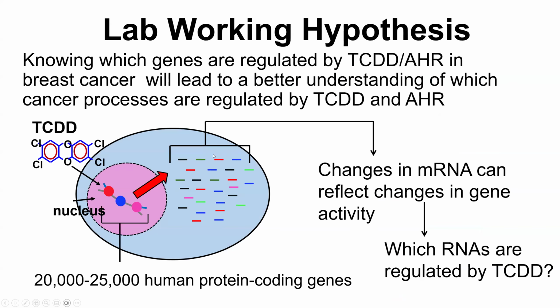And so again, the hypothesis is that TCDD would go into the nucleus and regulate changes in multiple mRNAs, which we didn't know at the time, and that these changes in mRNA would reflect changes in gene activity, and then we could map back the mechanism of action of TCDD based on the mRNA changes that it was inducing.